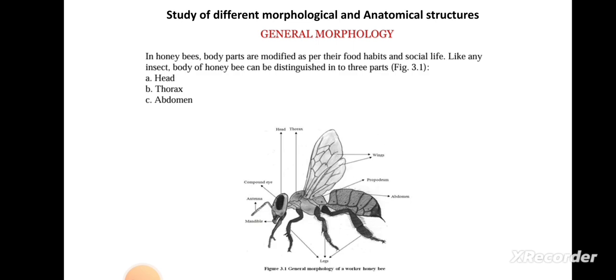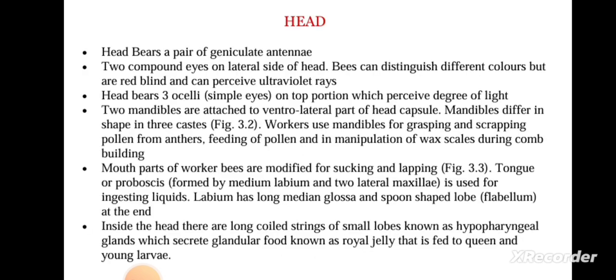So it is having three major parts: head, thorax and abdomen. Understanding different parts is very important because different parts are having different functions and production capacity. The first part is head. Here head bears a pair of geniculate antennae. Two compound eyes on lateral side of head.